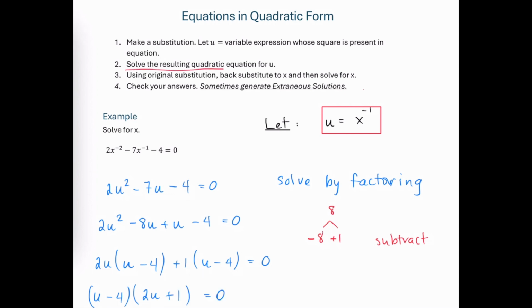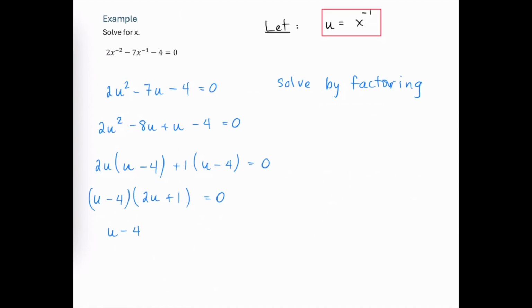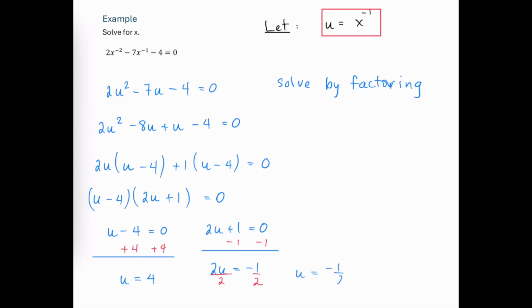We're still in this process of solving the equation for u, so now let's set each of these factors equal to 0 and solve them individually for u. So we add 4 to both sides here and get that u is equal to 4. We'll subtract 1 from both sides here to get 2u is equal to negative 1, and then we divide both sides by 2 to get that u is equal to negative 1/2.